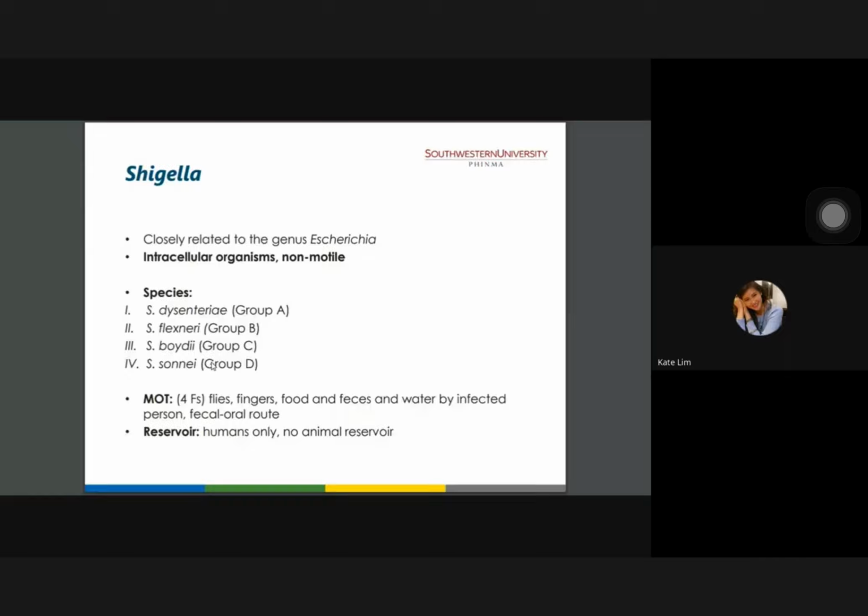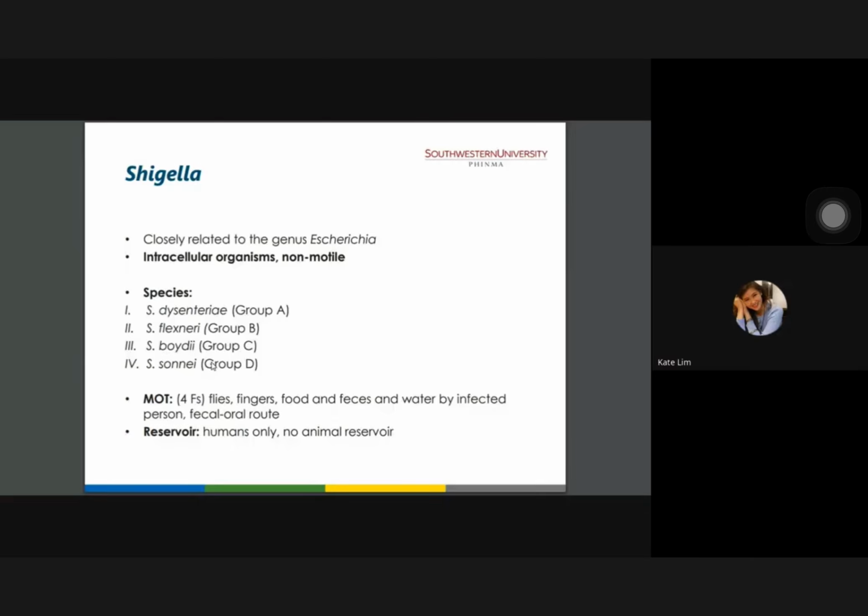We have also fingers. Contaminated hands can transfer bacteria to food or mouth. We have food. We could consume contaminated food, which can introduce bacteria into our digestive system. And last but not the least, we have feces and water. Drinking water may be contaminated with feces or come in contact with infected feces. These are some of the most common sources of the bacteria.